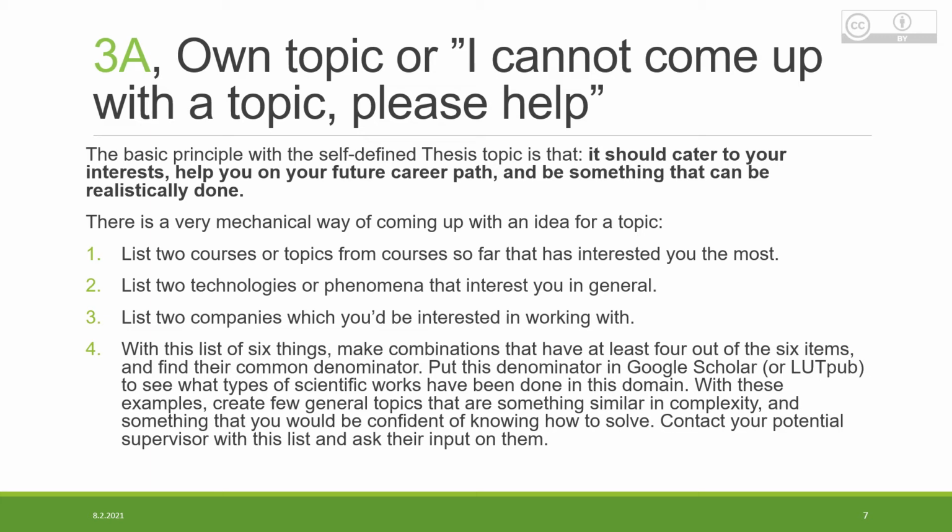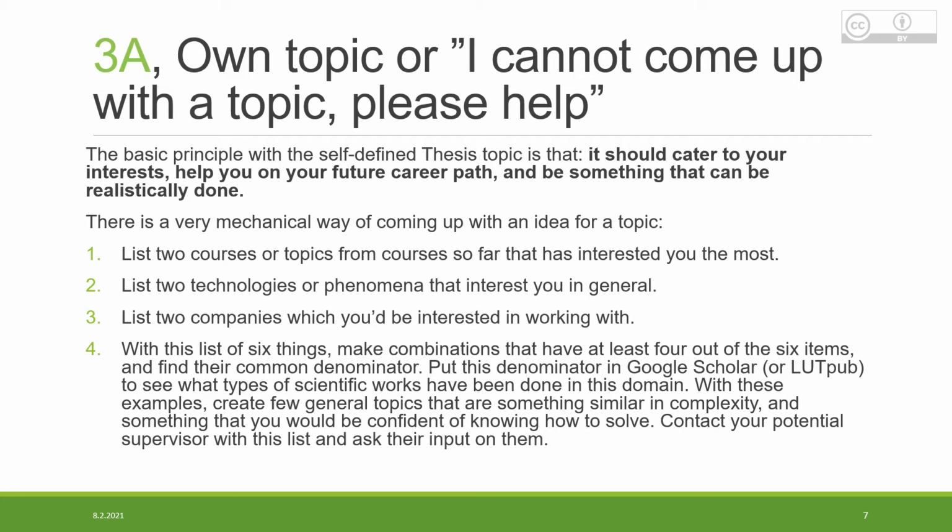With that topic and that domain or area, do a bit of Google Scholar or LUT-pub search to see what sort of scientific works have been done in this domain, so that you get an idea of how these things have been studied before, if there already exists something that's at least partially interesting to you, so you can do something similar in complexity. Of course, because you are expected to do your own work, it cannot be exactly the same topic, but these examples give you ideas on the types of thesis works that have been done on the areas which are interesting to you.